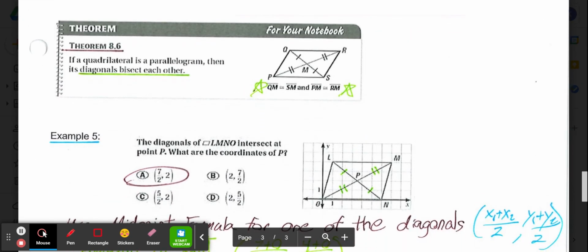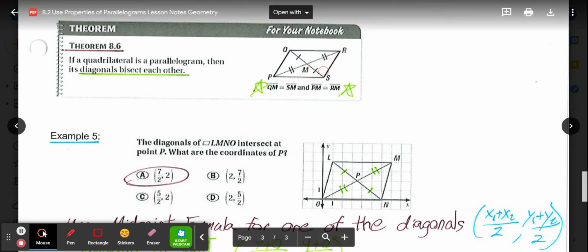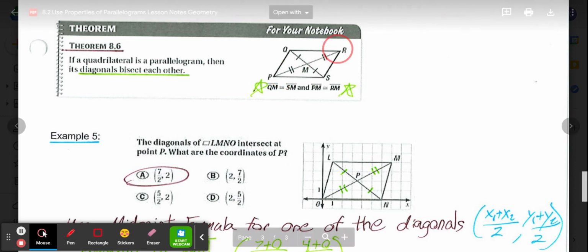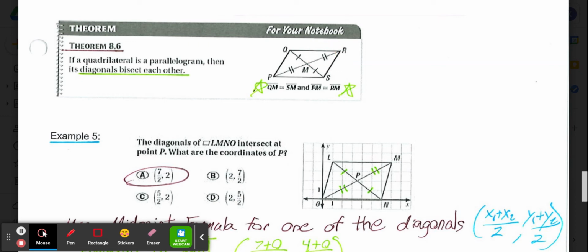Then we get into our final theorem for parallelograms that we're working with today, and that's theorem 8.6, which is based on the diagonals of a parallelogram. So our diagonals would be segment QS and segment PR. So what this theorem states is if we're dealing with a parallelogram, then the diagonals bisect each other. So that would mean QS gets split in half, so QM would equal MS, and PR gets split in half, so PM would equal MR.